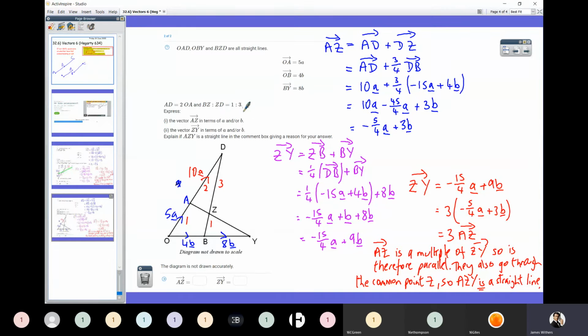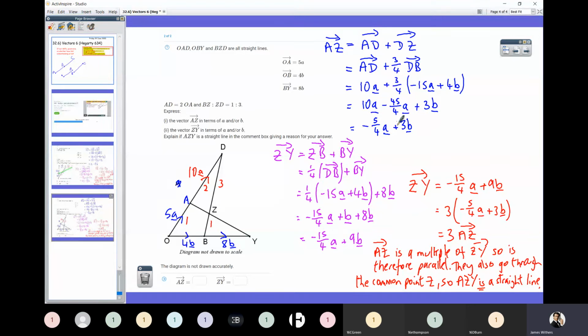In the real thing, the question would just say, explain if AZY is a straight line. Is it a straight line, yes or no? You would have to know that the process is to work out the vector A to Z, then work out the vector Z to Y. Hegarty is prompting you to do that. In blue, I've worked out A to Z. In purple, I've worked out Z to Y. And I can see that the purple one is 3 lots of the blue one.